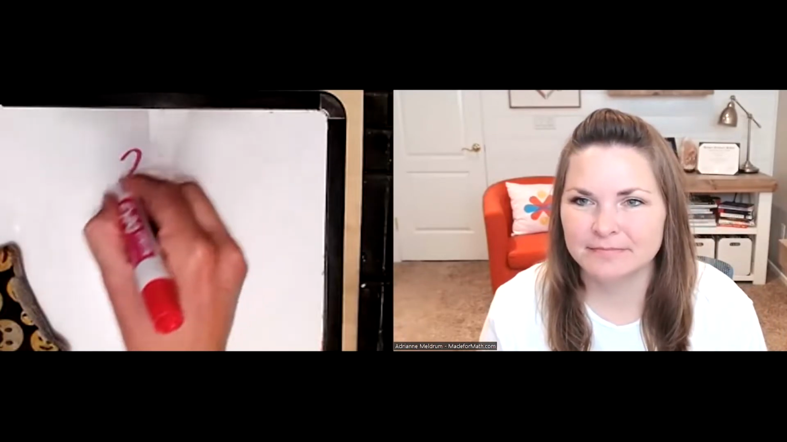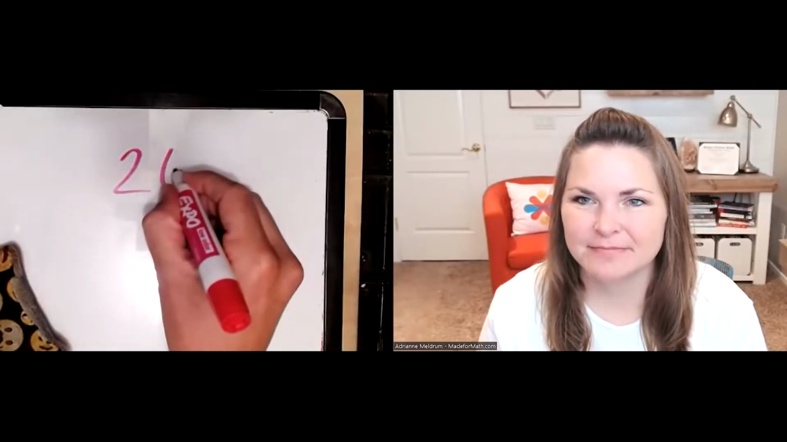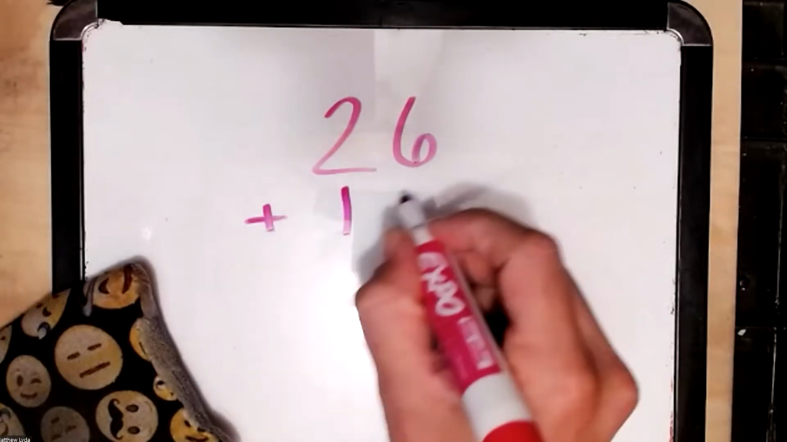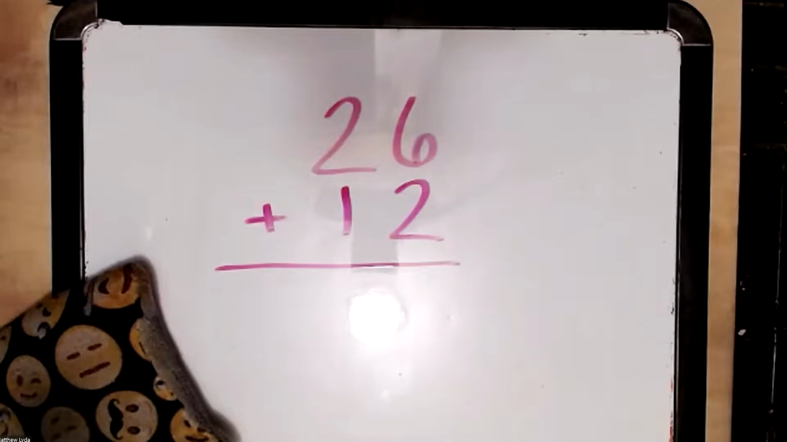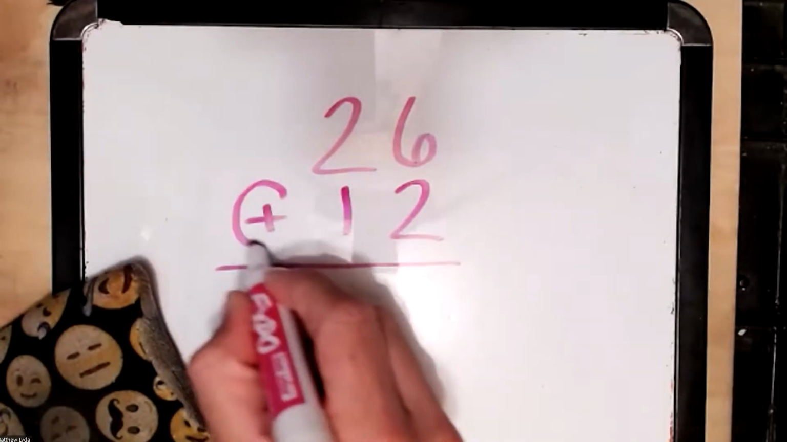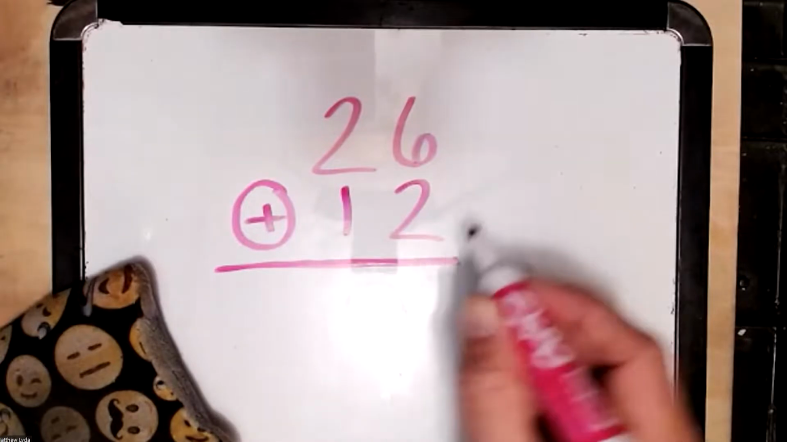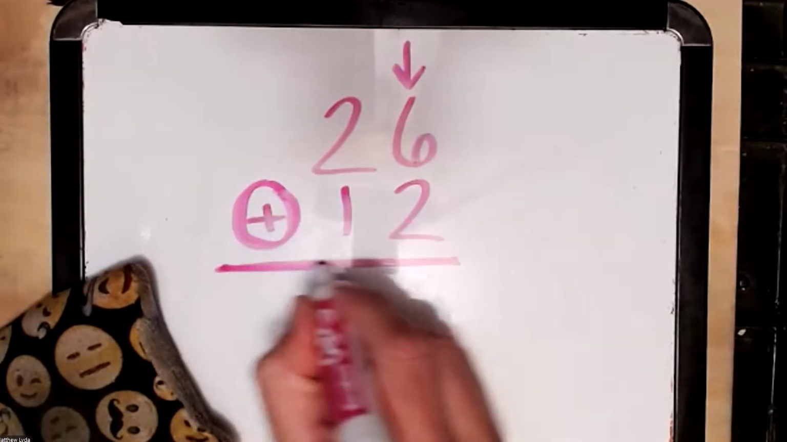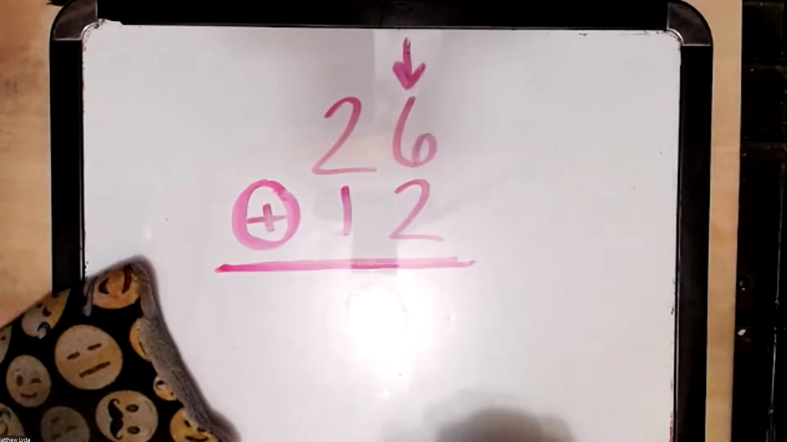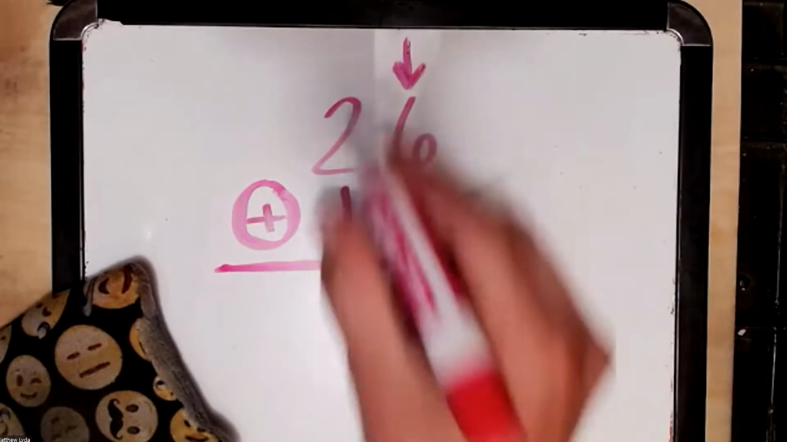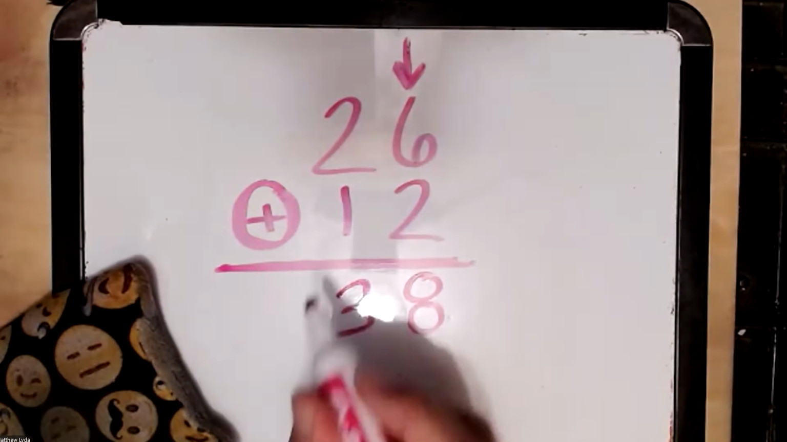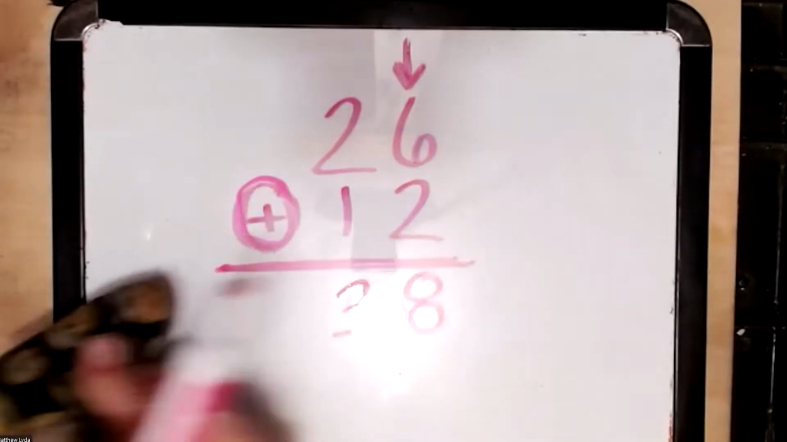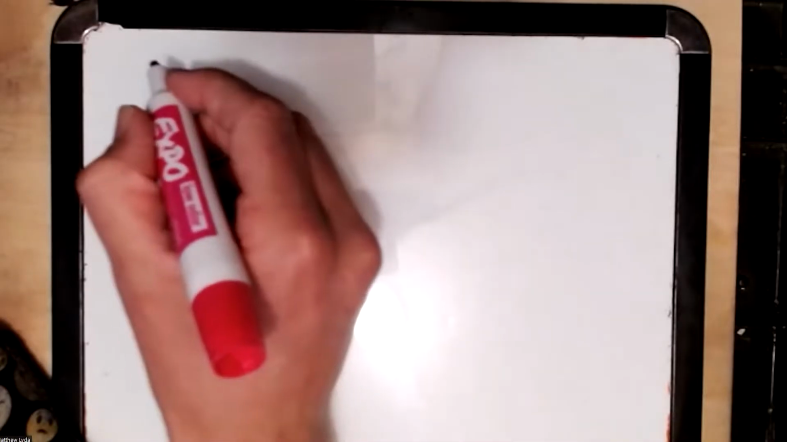So in the example of an addition problem, we have 26 plus 12. A simple accommodation here is to circle the sign, follow the line, and start here. So circle the sign, follow the line, start here in the ones place. And then we'll add the ones and then add the tens. So that accommodation is circling the sign so our students don't forget whether they're adding or subtracting or multiplying. So circle the sign, follow the line, start here.